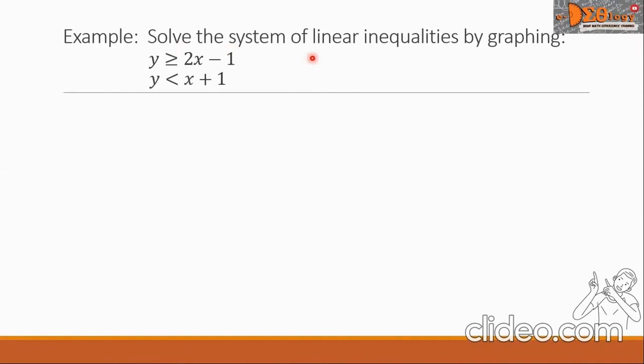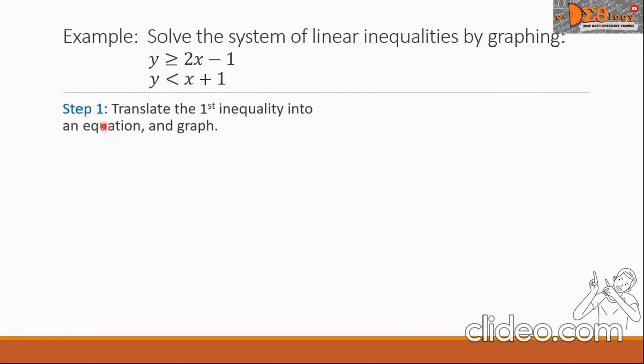Solve the system of linear inequalities by graphing. The first inequality is y is greater than or equal to 2x minus 1. The second inequality is y is less than x plus 1. For step 1, we will translate the first inequality into an equation and graph.